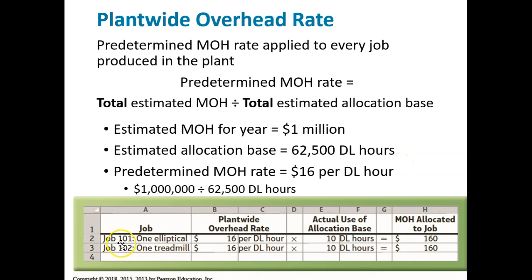So here I've got a job. Okay, now we apply this to job costing. This is a company that makes ellipticals and treadmills. And here's our plant-wide rate per direct labor hour. The actual use is 10 hours apiece, and so the overhead allocated to the job would be $160 each. Okay, based on using one rate.